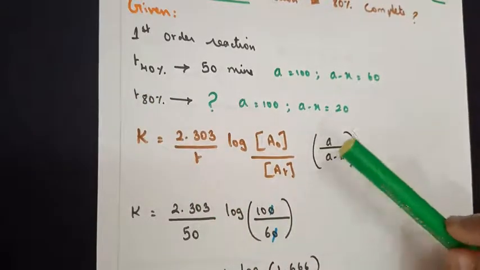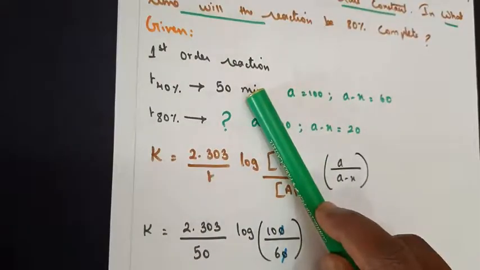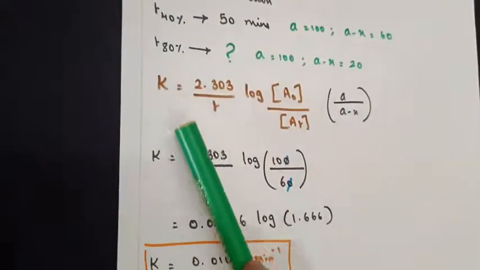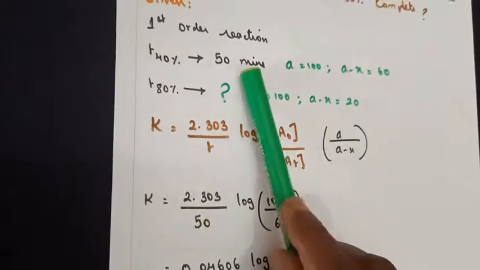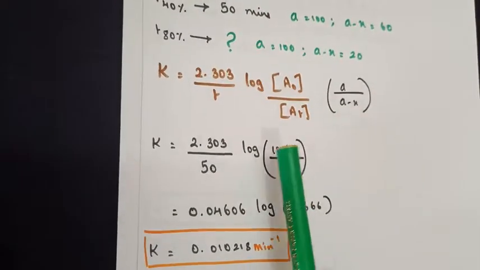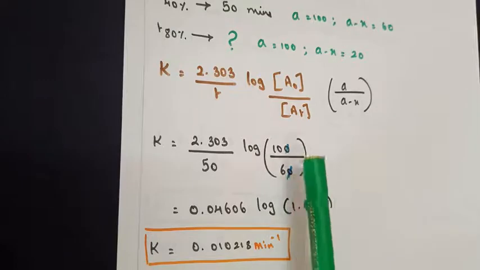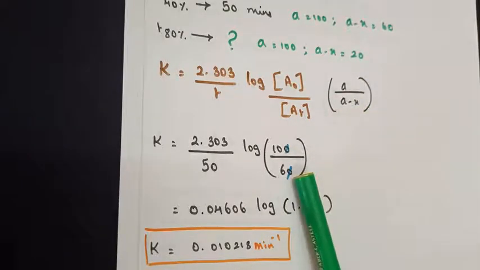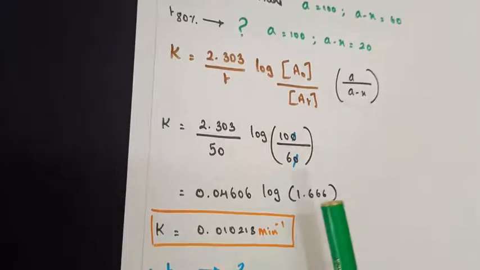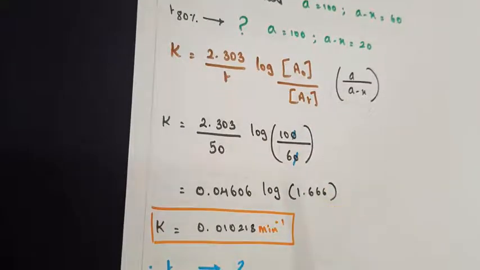Now substituting these conditions, the first condition where the time is given to you, k is equal to 2.303 by 15, because the time taken is 15 minutes, log of a naught by a t. a naught is 100, a minus x is 60. When you simplify, you get log of 1.666 here.